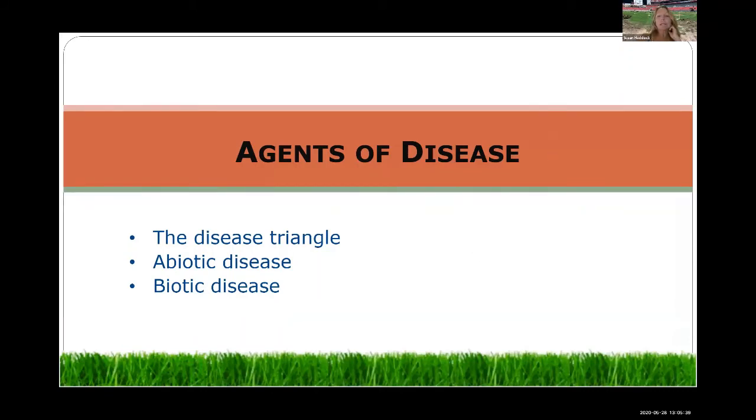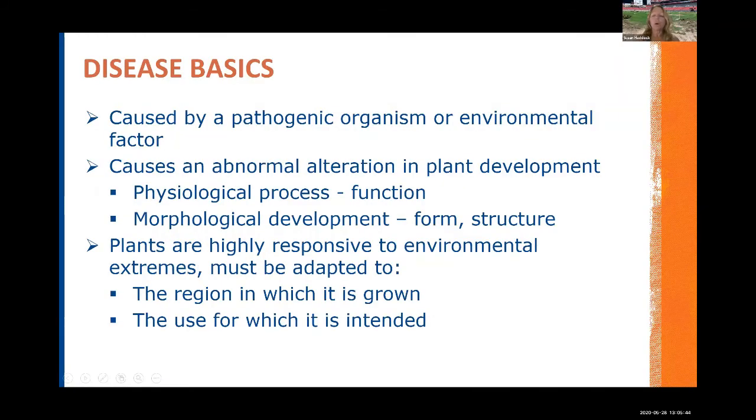So disease basics. They're caused by a pathogenic organism or an environmental factor that contributes to the problem. So we get some sort of an abnormal alteration in plant development. It can be physiological or morphological. And as I mentioned before, plants are really highly responsive to environmental extremes. So they have to be adapted to the region where they're grown and the use for which it's intended. So we wouldn't want to use a turfgrass that doesn't have wear tolerance in a high wear area.